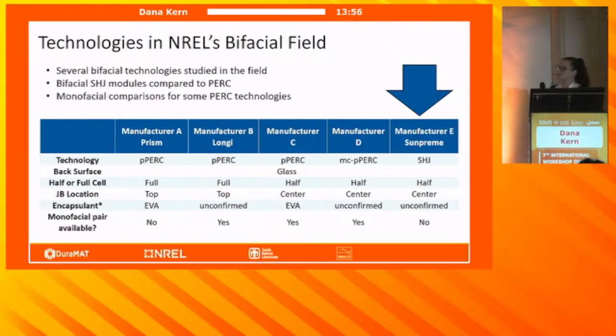So this is an overview of all of the technologies in this field. Most of them are bifacial PERC with some monofacial counterparts of those, and then I'll try to compare the degradation rates of those to these silicon heterojunction modules. And we also welcome more of your silicon heterojunction modules if you'd like to add them to our field.